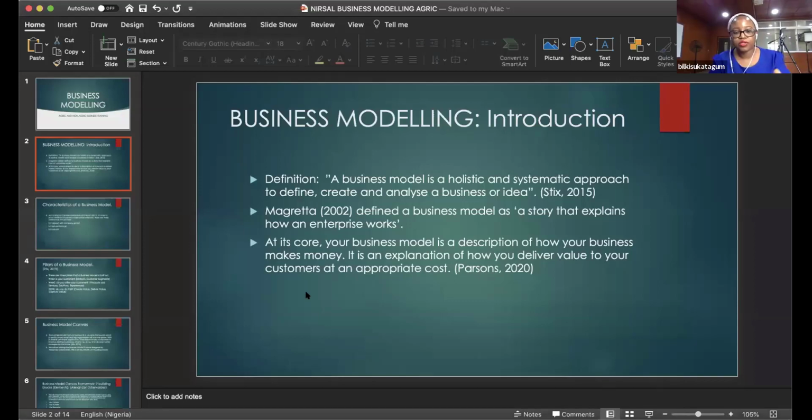Then there's Margretta 2002, who says a business model is essentially a story that explains how an enterprise works. Also, we have a third source, Davis Parsons 2020, who says at its core, your business model is basically a description of how your business will make money. It's an explanation of how you deliver value to your customers at an appropriate cost.